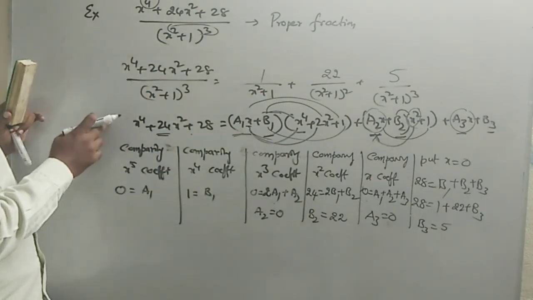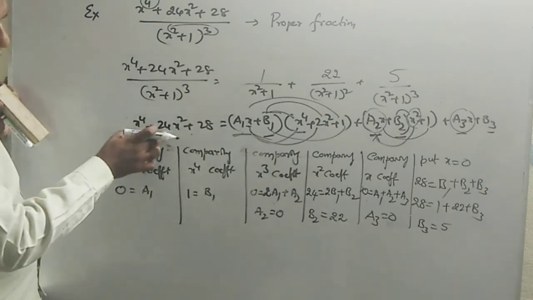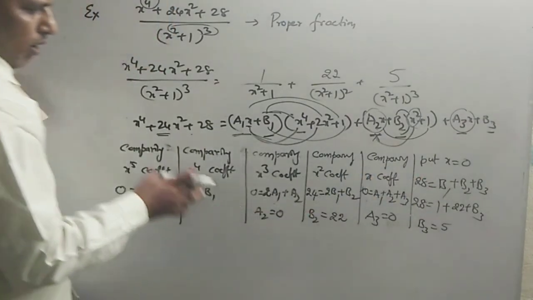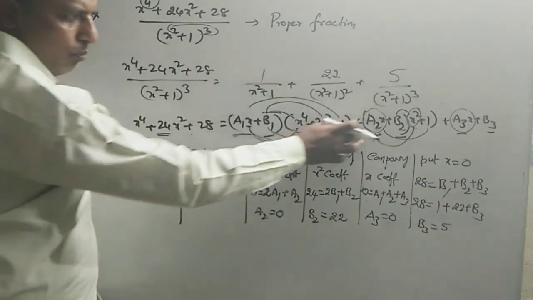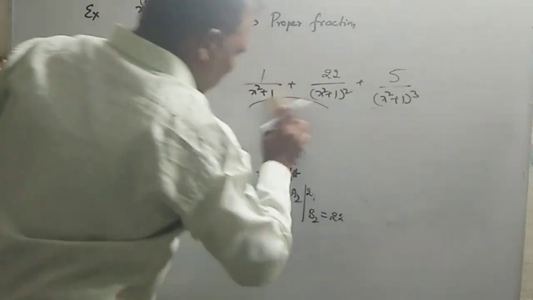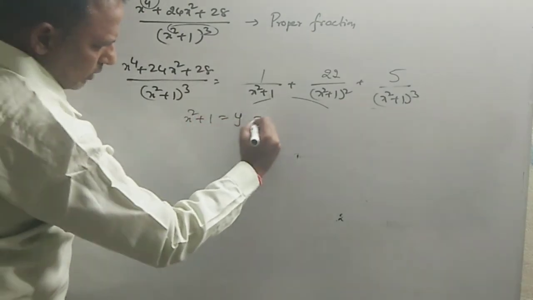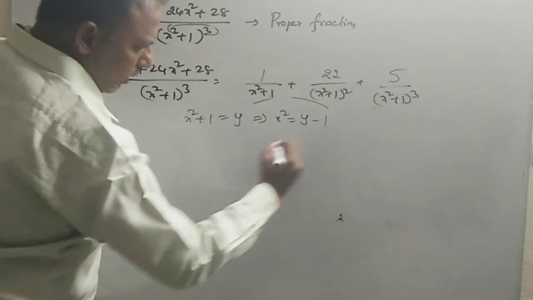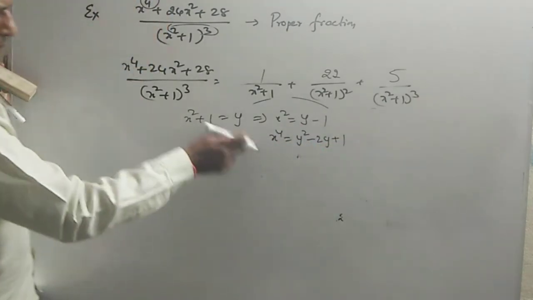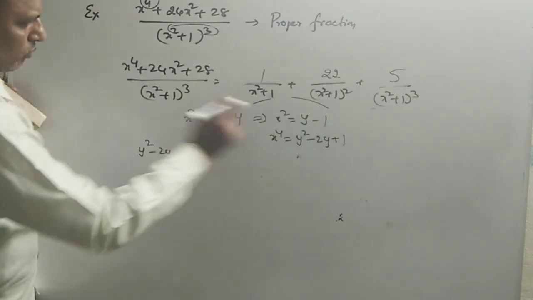It can be done very easily with some other alternative method. We'll look into it. Here we have to compare x power 5, x power 4, x cubed, x square, x, and then constants to find the values of a1, b1, a2, b2, and a3, b3. Right. Look here. If you take x square plus 1 is equal to y, this becomes x square is equal to y minus 1. X power 4 becomes y square minus 2y plus 1.